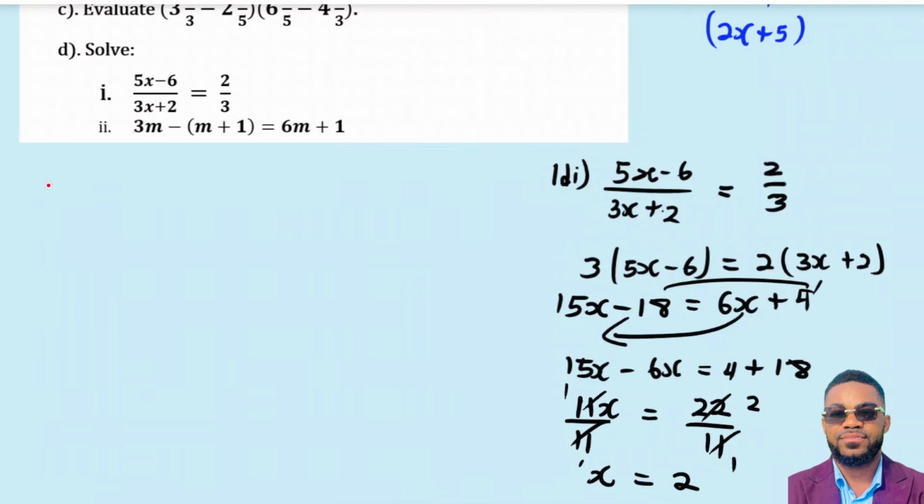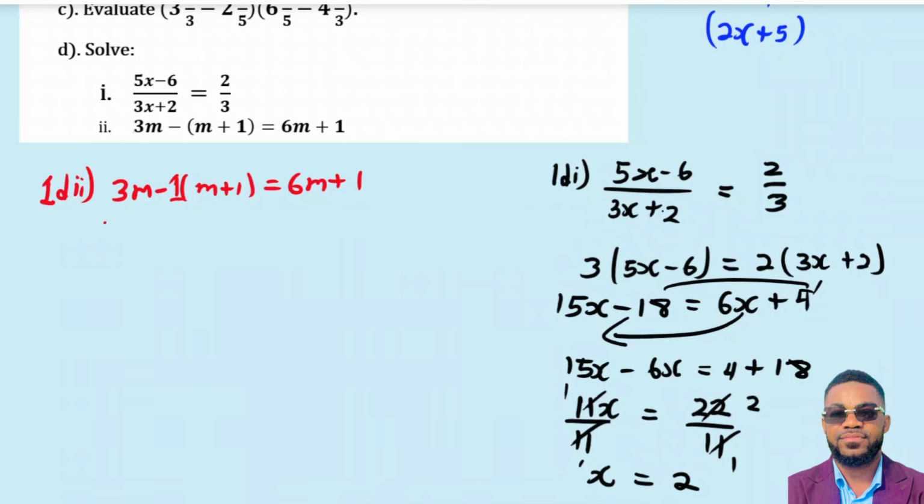So the last question is here. That is question 1dii. And we have 3m minus into bracket m plus 1 equal to 6m plus 1. So the first step is to remove the bracket. Now we have to be very, very careful with this particular question, because in this bracket we don't have any number in front of it. But you know that this is 1. We don't write 1, but there is a 1 there.